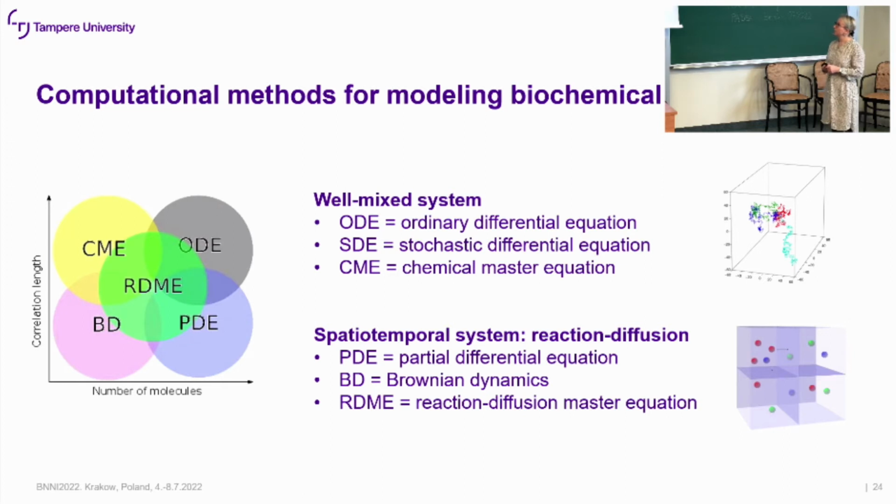What type of methods do you typically use when modeling astrocytes? If you are modeling using this kind of well-mixed system, you typically use ordinary differential equations, stochastic differential equations, or even the chemical master equation. And this is basically the same as for neurons. But many are now also starting to do really detailed modeling using reaction diffusion and so on.